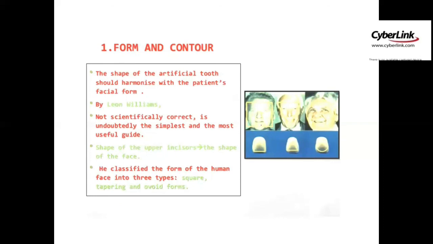There are various methods for the determination of the size of the anterior teeth. One of them is the Leon Williams method. This is the typical form and contour theory. The shape of the artificial tooth should be harmonized with the patient's facial form. Given by Leon Williams, it is not scientifically correct, but it is undoubtedly the simplest and most useful guide. The shape of the incisors is similar to the shape of the face. He classified forms of the human face into three types: square, tapering, and ovoid. According to him, the shape of the teeth should be inverse to the shape of the face.